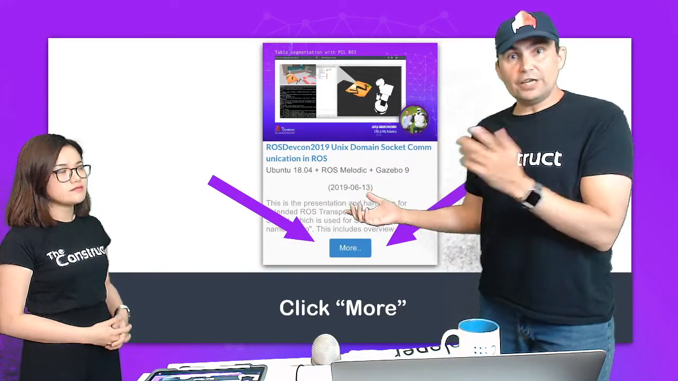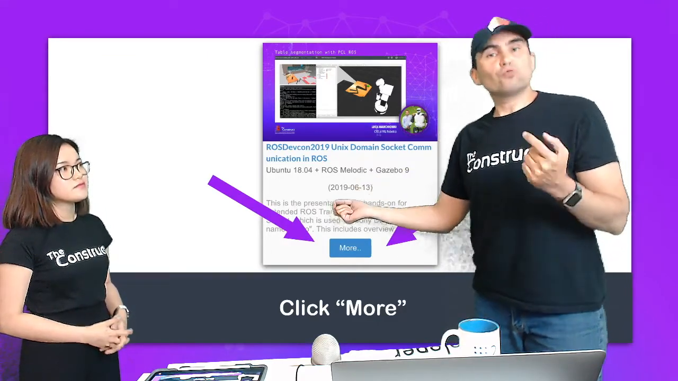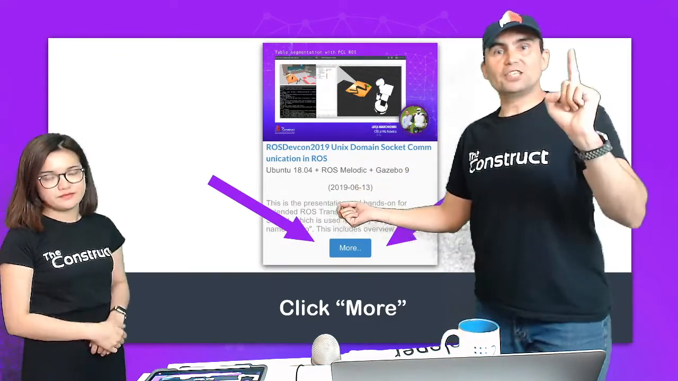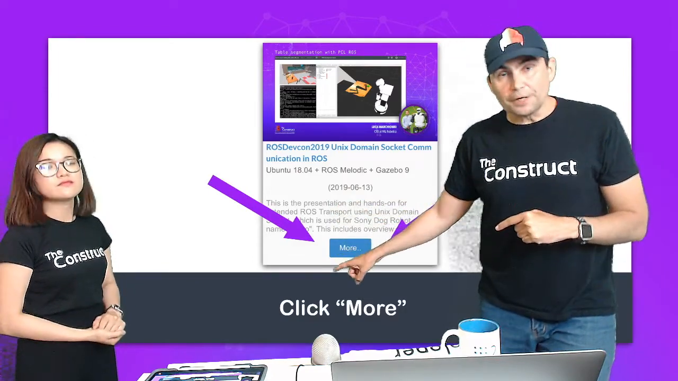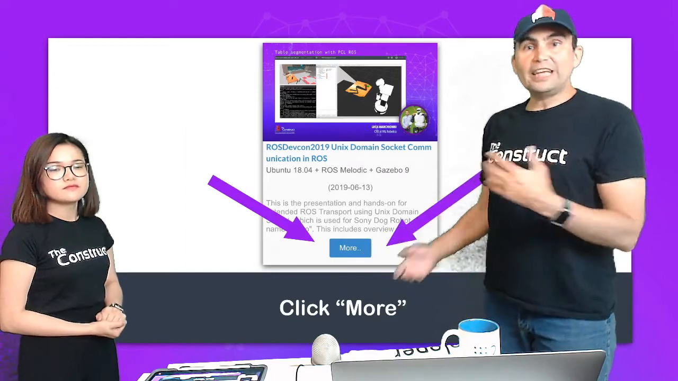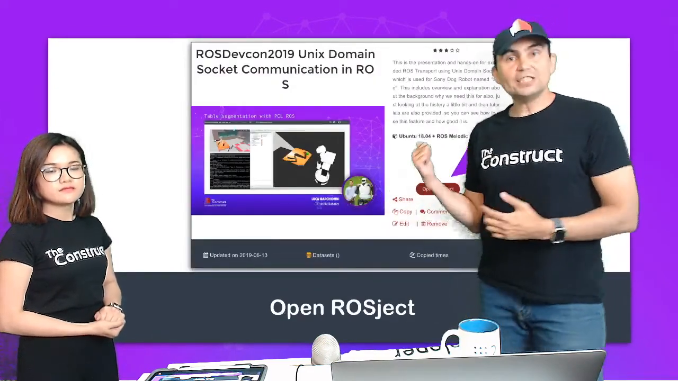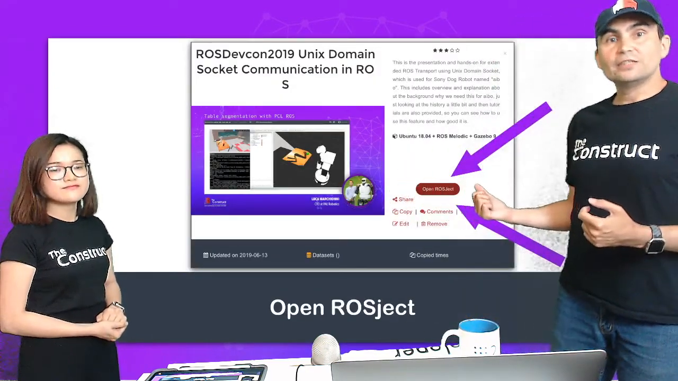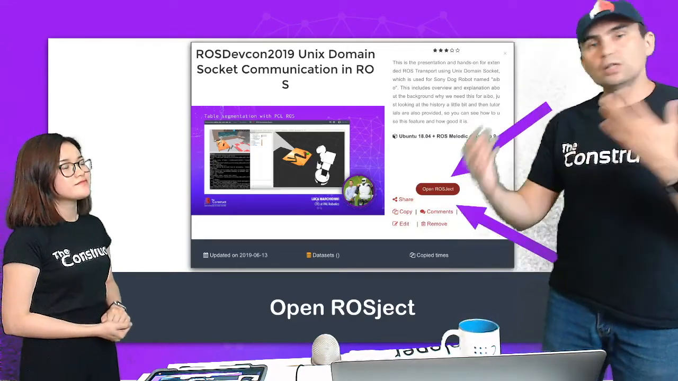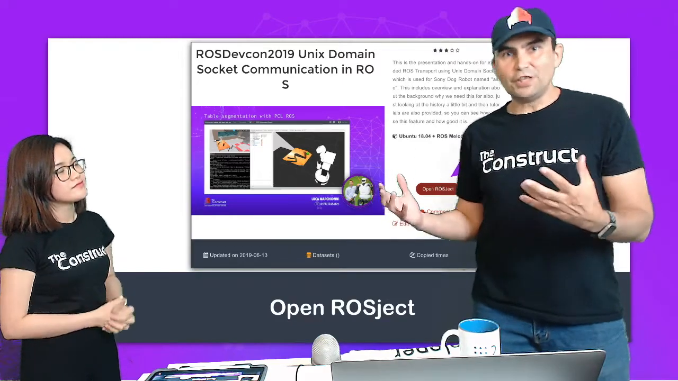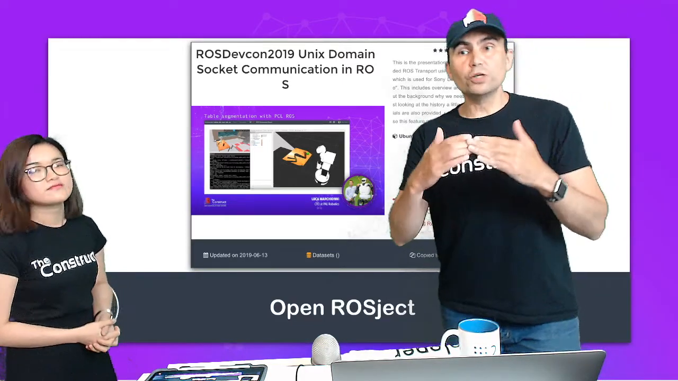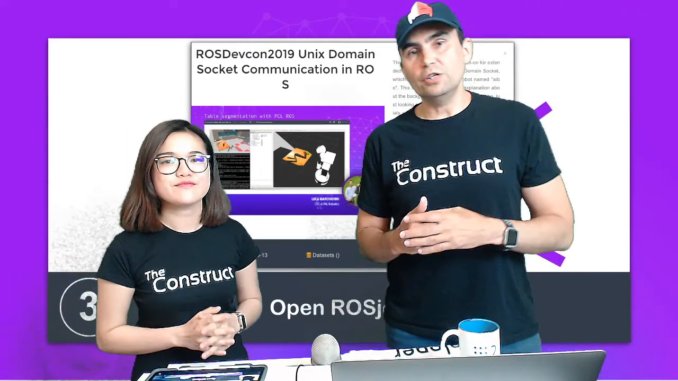Then the next thing you need to do is to open the ROSject of the next speaker. How do you do it? Go to the blue button, the one that says More. Click on More. Then just press Open the ROSject. When you open the ROSject, it will start. Maybe it will take a few minutes to open, but once everything is ready, you will be set up to start following the speaker's speech.